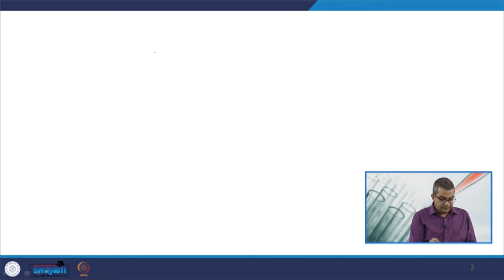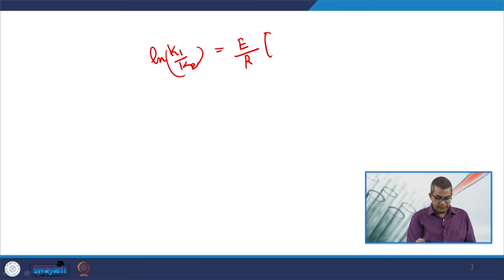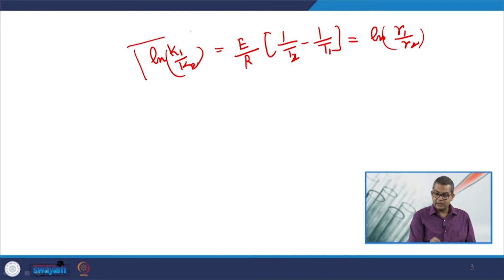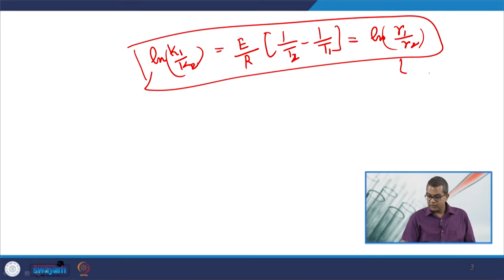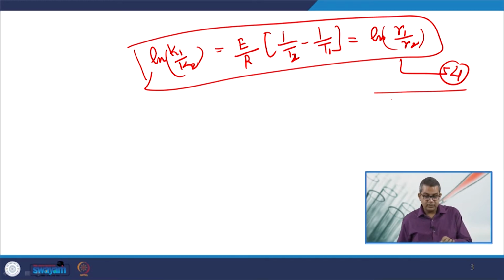So, therefore, ln K1 upon K2 is referred as E upon R times (1 upon T2 minus 1 upon T1), which is ln R1 upon R2. So this is your master or generalized equation, referred as equation number 4. Please try to remember this particular equation because we will utilize it thereafter.